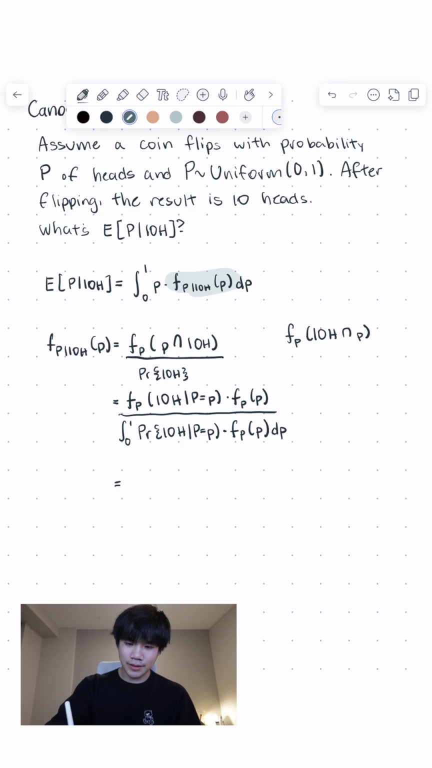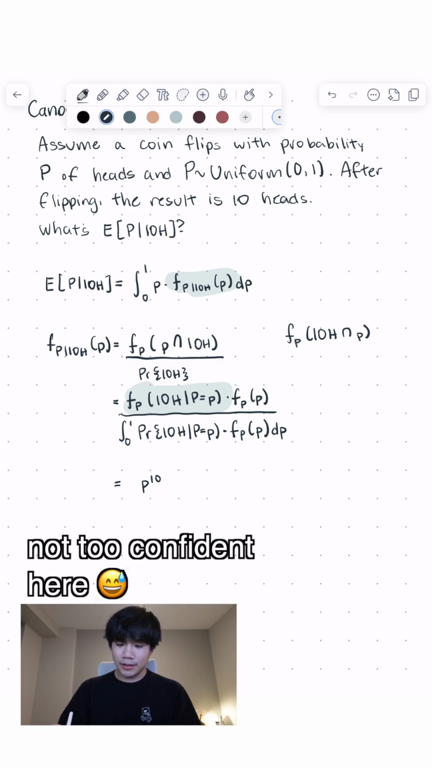So we got this here, f sub p of 10 heads given p is p. If the probability of landing a head is p, and we did it 10 times, then this whole probability, or this probability density, is just equal to p to the 10th, because we did it 10 times.